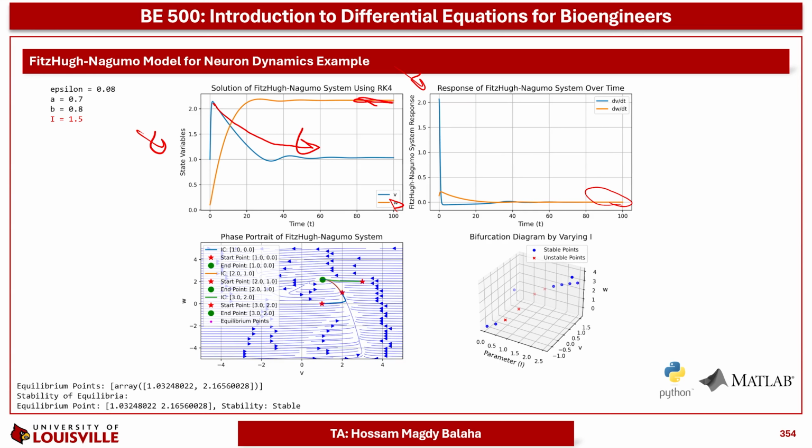And if you check the bifurcation diagram, you will see that these are the changes in the parameter I and the corresponding v and w. The blue are stable and red are unstable. So based on that, you can check which parameter or which external force will lead to a transition from stability to instability. And the output got one equilibrium point, which is stable.